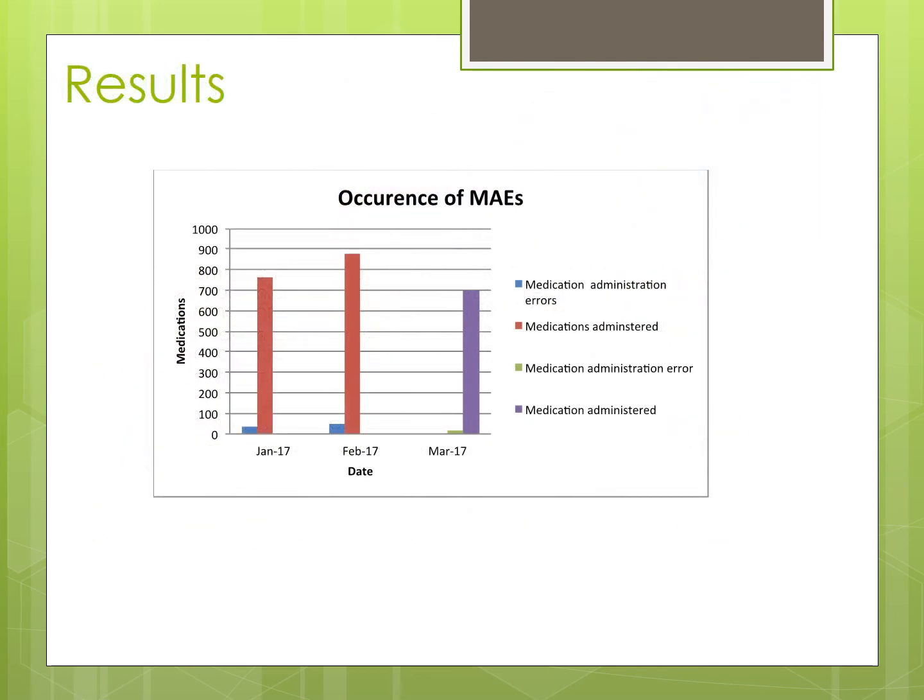On this side, we can see the occurrence of medication administration errors. In January of 2017 and in February 2017, the medication administration errors are highlighted. In March of 2017, the medication administration error is highlighted in green. You can see that there's a significant decrease in the rate of medication administration errors.